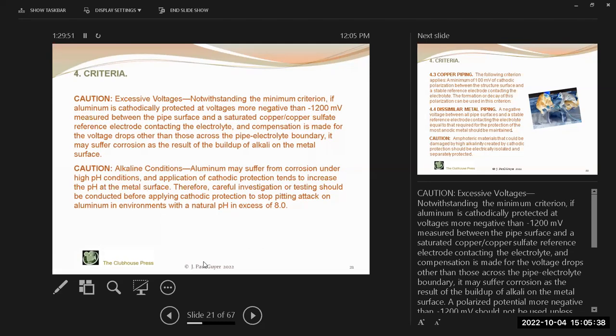Another cautionary note, with alkaline conditions, aluminum may suffer from corrosion under high pH conditions, and application of cathodic protection tends to increase the pH at the metal surface. Therefore, careful investigation or testing should be conducted before applying cathodic protection to stop pitting attack on aluminum in environments with a natural pH in excess of 8.0, in other words, alkaline.